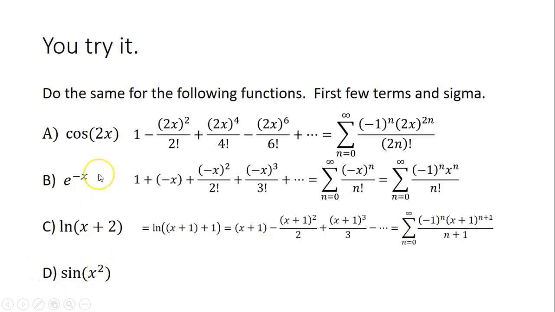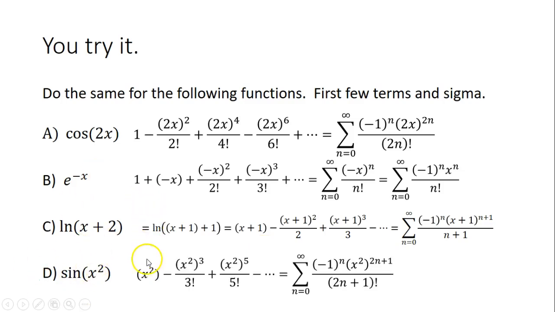Sine of x squared: replace all the x's with x squareds. That's it. So you get x squared instead of x, then x squared cubed, x squared to the 5th. This is another one where you could distribute that too if you wanted to. There are some people that really stress themselves out about making sure the power is right up here. Don't do that. Just leave this as x squared, and then do the 2n plus 1. That's all you have to do.